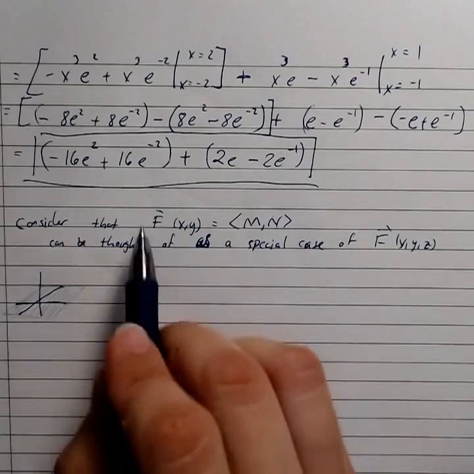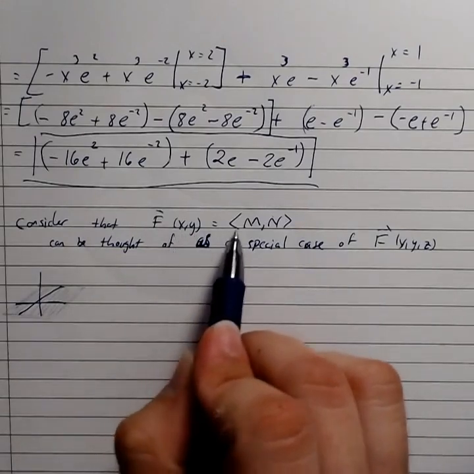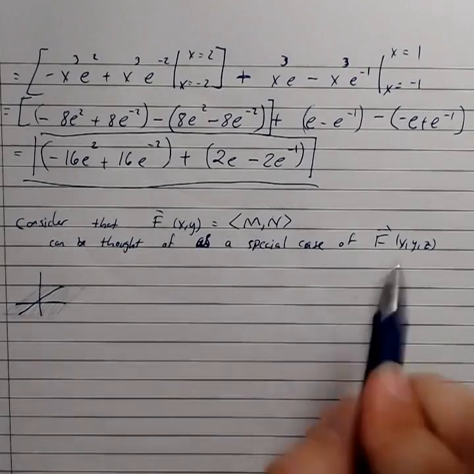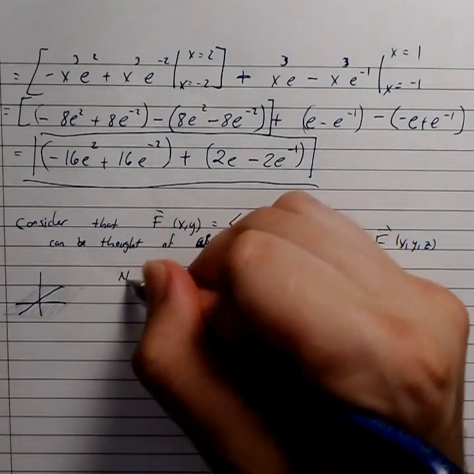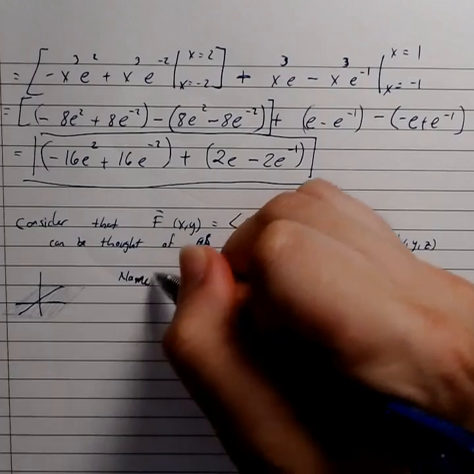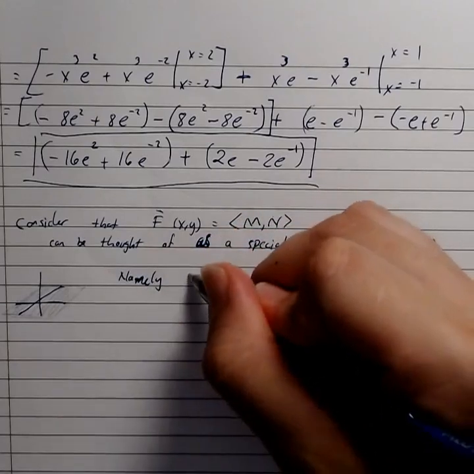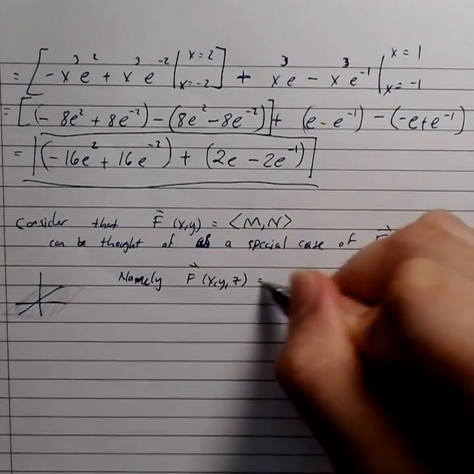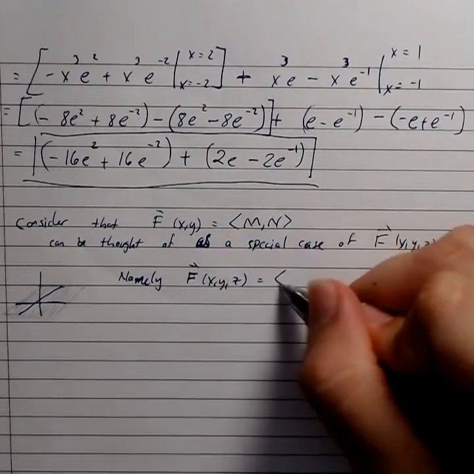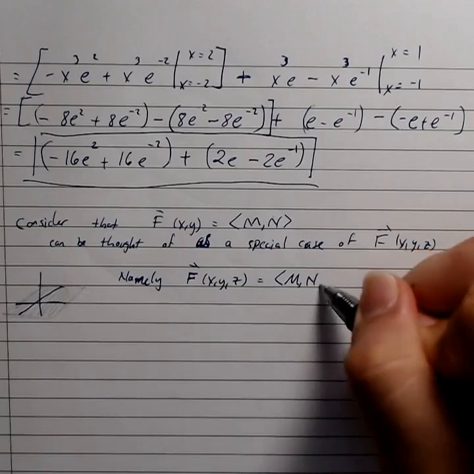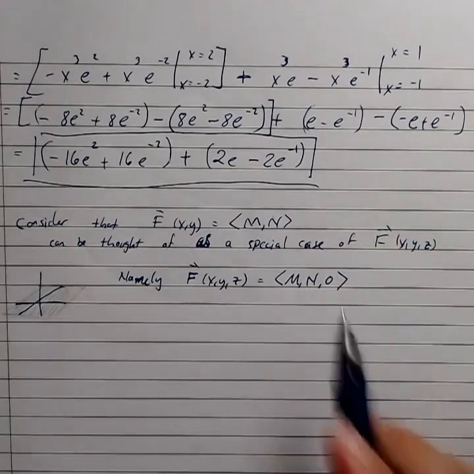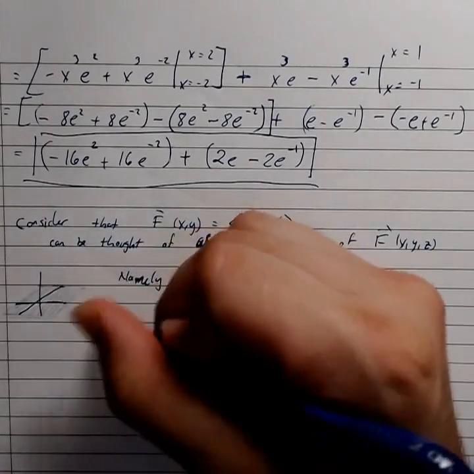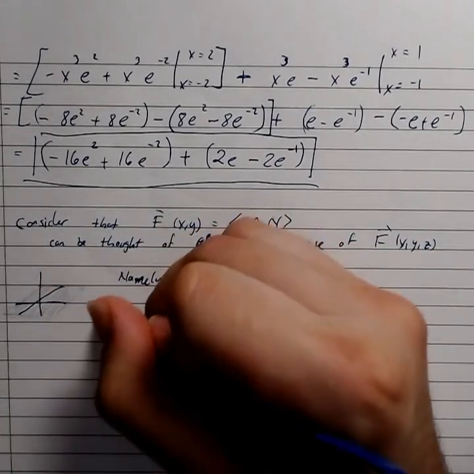So here, consider the fact that f of x comma y, the vector field m comma n, can be thought of as a special case of a 3-dimensional vector field. Namely, it can be thought of as f of x comma y comma z is equal to m comma n comma 0, where the third component is 0. So now consider the curl of f.